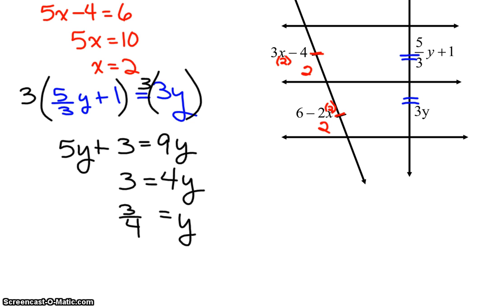Now, again, these sides should end up equal. So let's see what happens when I sub in 3/4. The one in the denominator is going to be a little bit easier. 3 times 3/4 is 9/4. The numerator is a little bit tougher. The 3's will cancel. So I have 5/4 plus 1, and 1 is 4/4. So 5/4 plus 4/4 is 9/4. So the two sides did end up congruent.